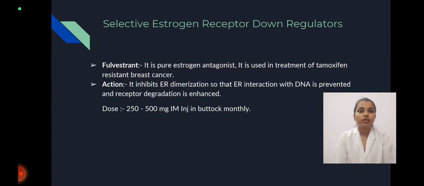The action of fulvestrant is that it will inhibit estrogen receptor dimerization. So the interaction between the estrogen receptor and DNA will be prevented. This will lead to degradation of the receptor. Thus, in short, it will act as an antagonist of estrogen. The dose is 250 to 500 mg intramuscular injection in the buttock monthly.